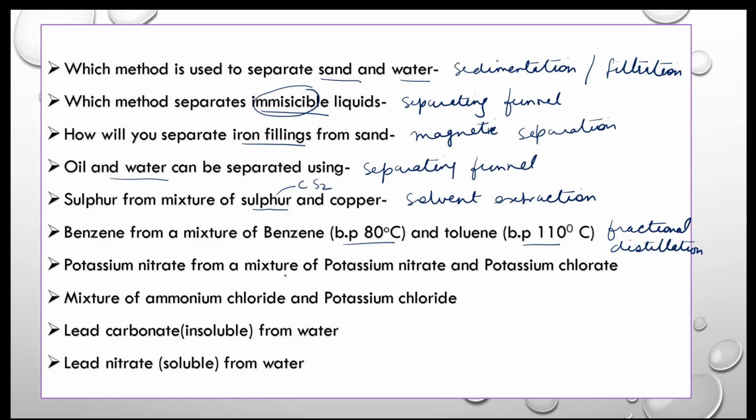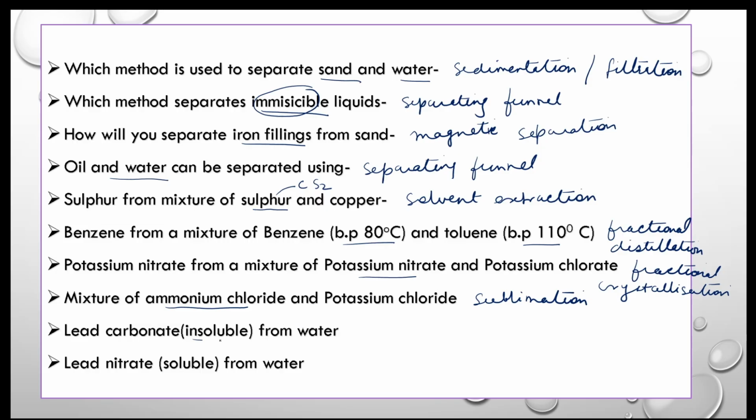Now, potassium nitrate from a mixture of nitrate and chlorate, potassium chlorate, it will be fractional crystallization. Based on the difference in their crystallization, they are going to be separated out, potassium nitrate and potassium chlorate. Now, mixture of ammonium chloride, this is an easy one. We all know ammonium chloride undergoes sublimation. So, by the method of sublimation, we will be able to separate ammonium chloride from potassium chloride.